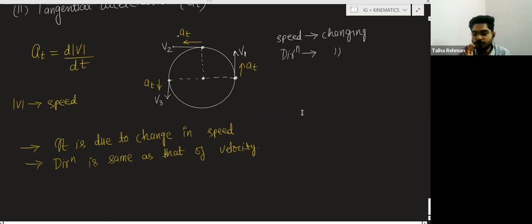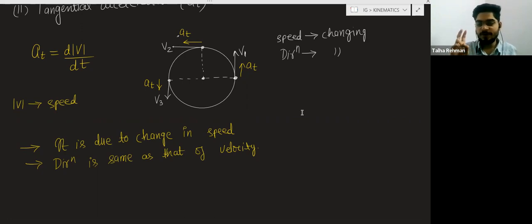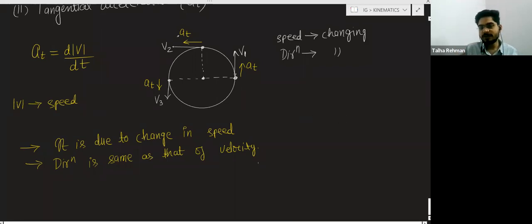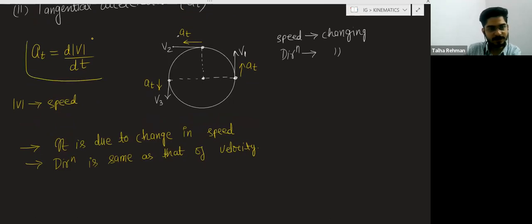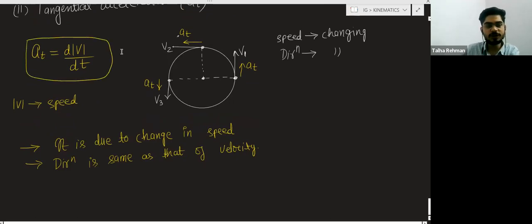So you should know speed and velocity. Velocity is speed with direction. At this point this is the direction of the velocity and speed is v1. At this point this is the direction of the velocity and speed is v2. Tangential acceleration is given by dv by dt, and modulus of v represents the magnitude of the velocity, or speed.